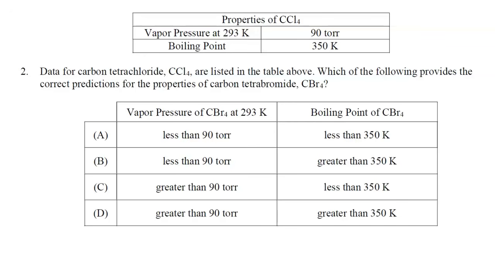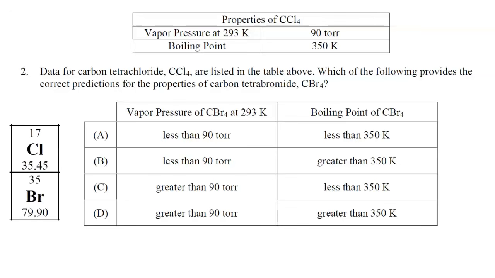Now, with respect to the shape of these two molecules, they are both tetrahedral, and based on the symmetry and the fact that all of the bond dipoles in those molecules cancel each other out, both CCl4 and CBr4 are nonpolar molecules. And the only type of intermolecular attractive force that they experience is London dispersion forces.